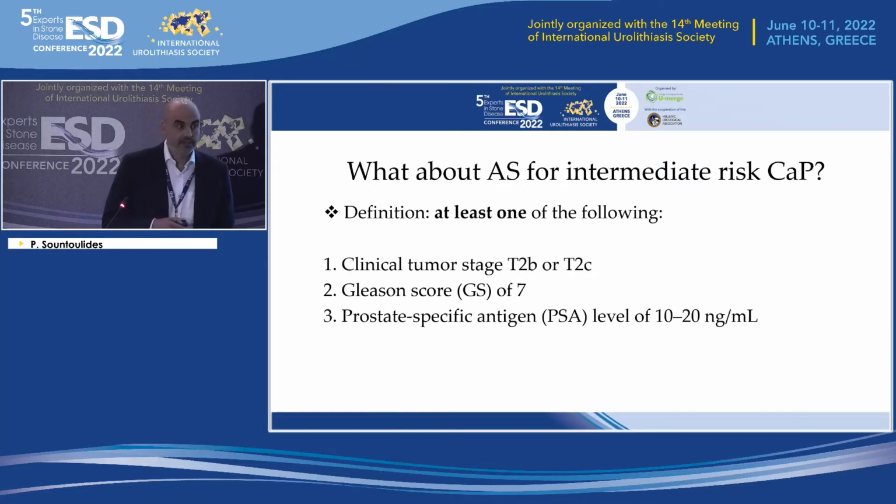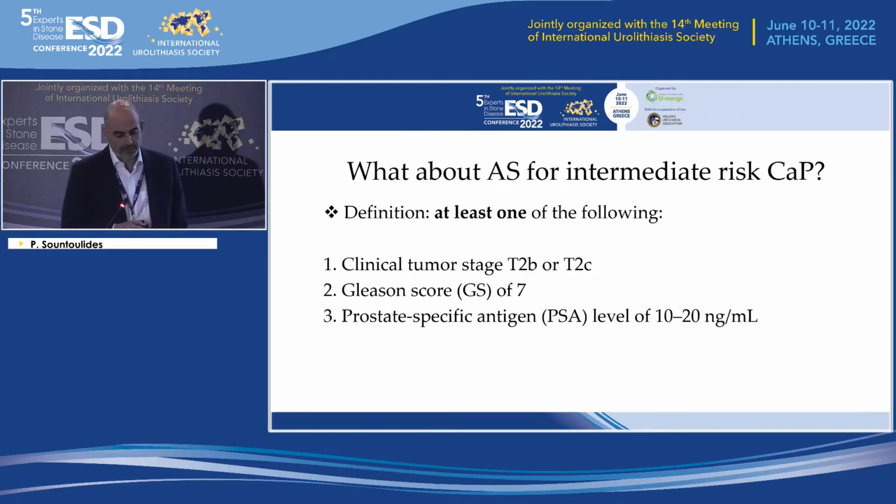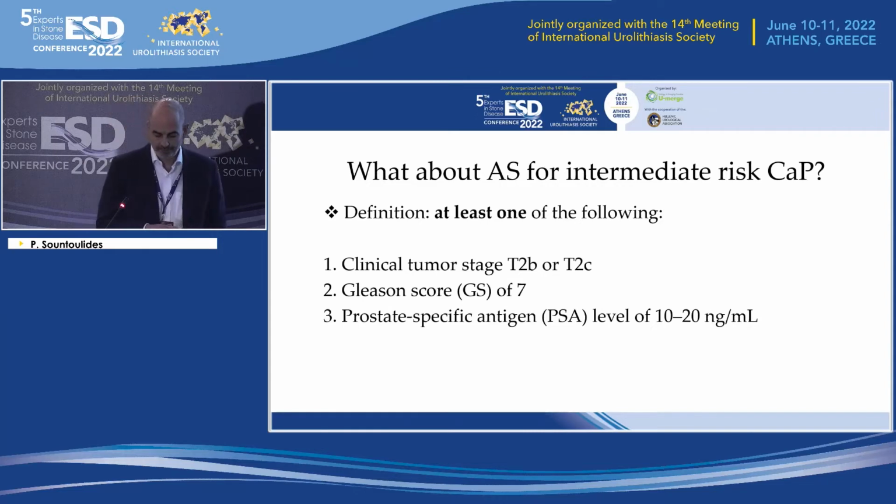So what about active surveillance in the intermediate risk prostate cancer group? Let's start with the definition. The intermediate risk group should have at least one of the following: T2B or T2C clinical staging, Gleason score of 7, and a PSA above 10 and below 20.